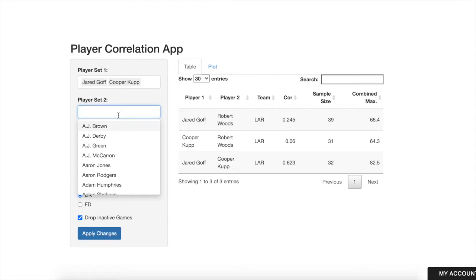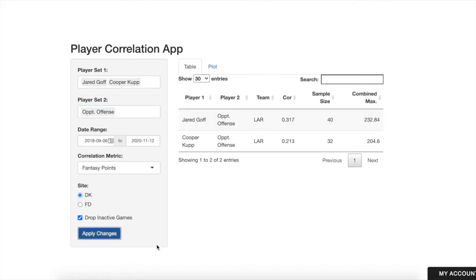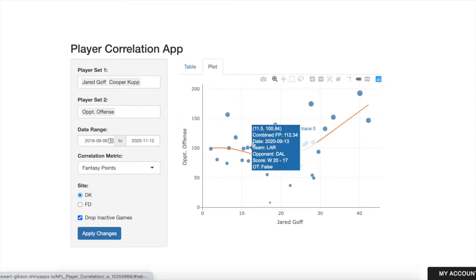So, looking at how different players correlate with the opposition, we can type in something like OPPT, opponent, specific positions, or just the offense as a whole. So this would be the sum of fantasy points scored by opposing players in games in which they oppose Goff and Cup. And we can see that in general, both these players positively correlate with the cumulative performance of their opposition. We can plot it out.